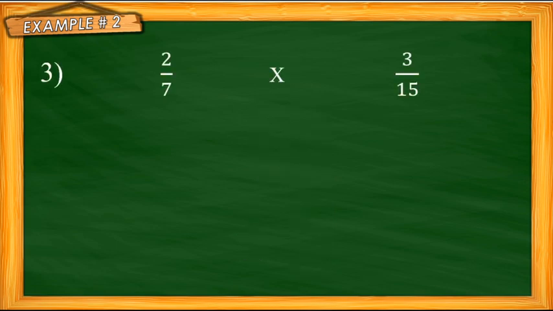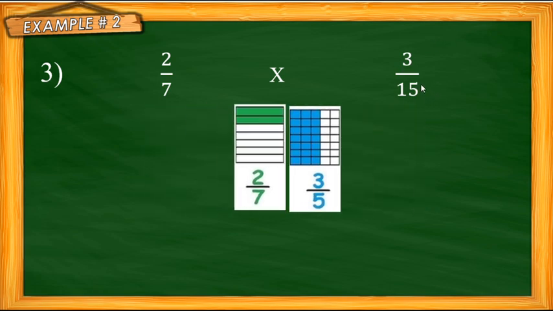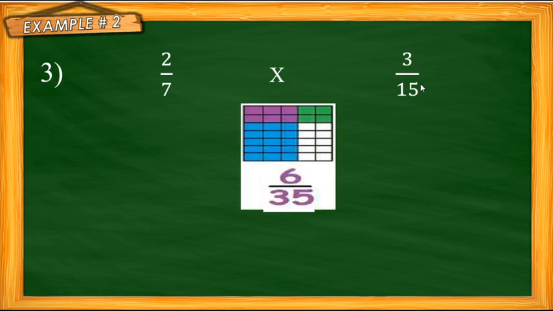Okay. Next, example number 3. So 2/7 multiplied by 3/5. So combine. So this will be 6/35. How many double shaded regions do we have? We have 1, 2, 3, 4, 5, and 6. We have 6. And then all in all, the small rectangles are 35. 7 times 5 is 35. 2 times 3 is 6.